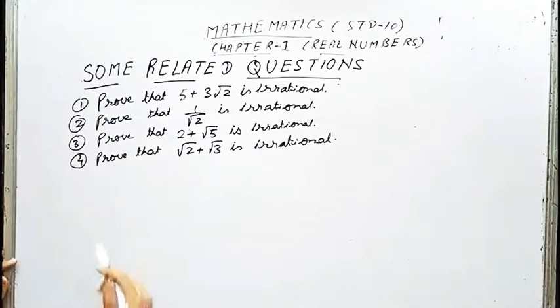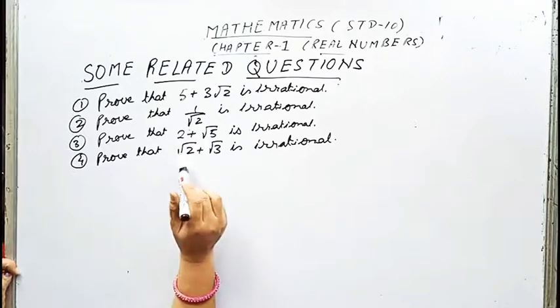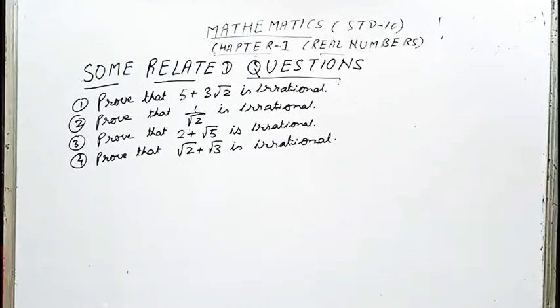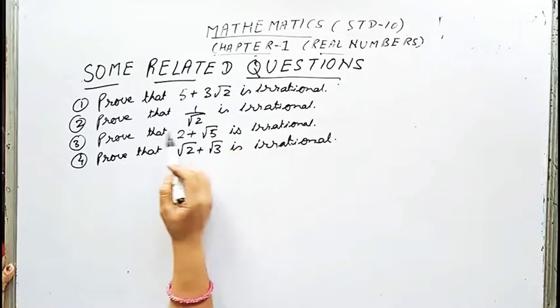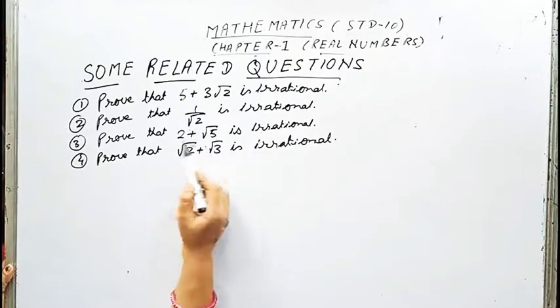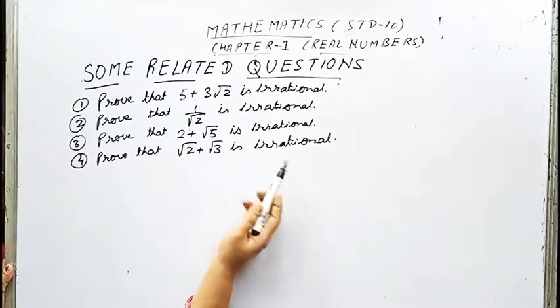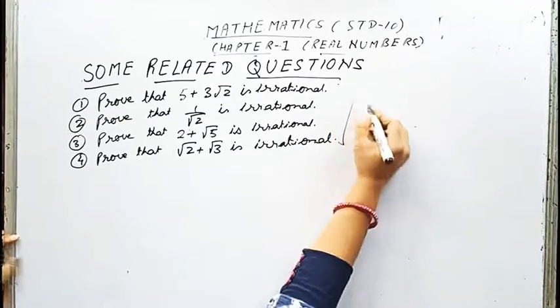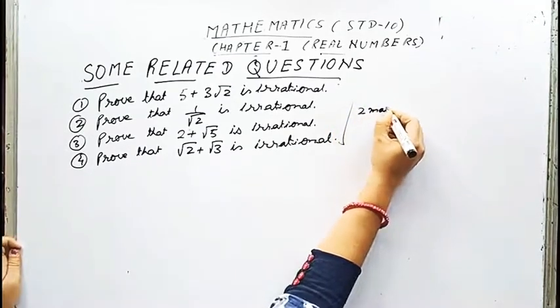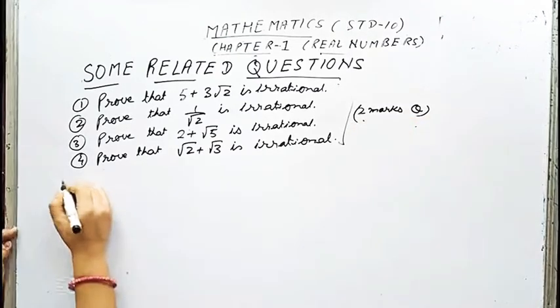Hello students. So now let us do some related questions from irrational numbers and rational numbers. The questions can be: prove that 5 plus 3 root 2 is irrational, 1 by root 2 is irrational, 2 plus root 5 is irrational, or root 2 plus root 3 is irrational. Now these all type of questions come under 2 marks questions. Let us start the proof of 1.